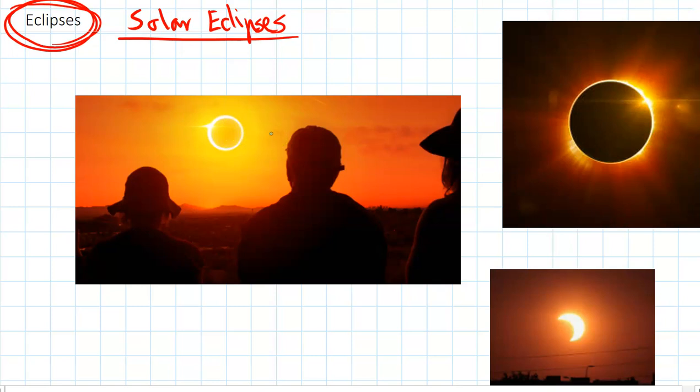But then a few minutes later, the moon passes and suddenly it's daytime again. So if you can time your visit to go and see a solar eclipse, I really recommend it. They're amazing. Okay, well, a solar eclipse happens when the moon passes in front of the sun. It's the most simple definition.